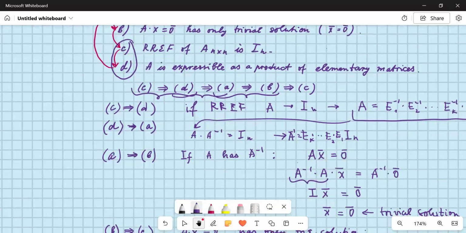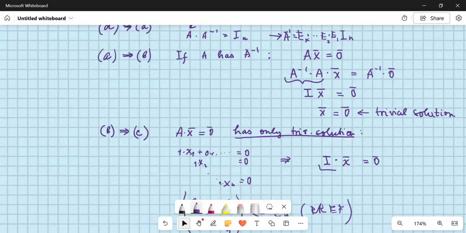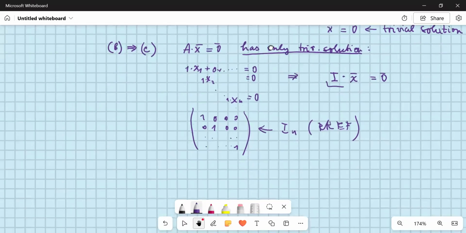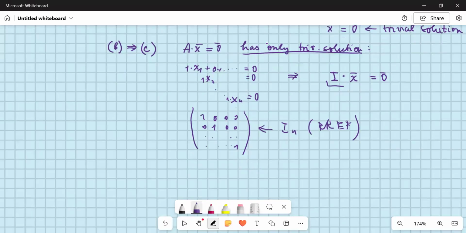And again, remember, there are two options for the reduced row echelon form: to be either the identity or to have a row of zeros. If we do have a row of zeros, again, it's not going to be only the trivial solution. It's going to be more solutions, let's say infinitely many, because a homogeneous equation can have either a trivial solution or infinitely many solutions.